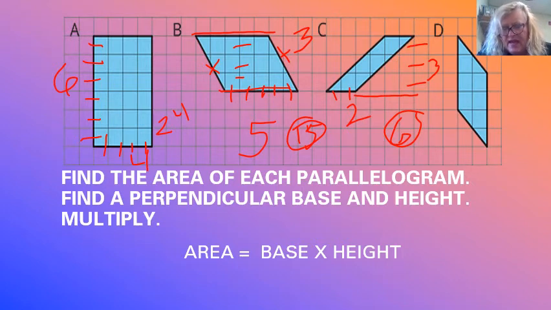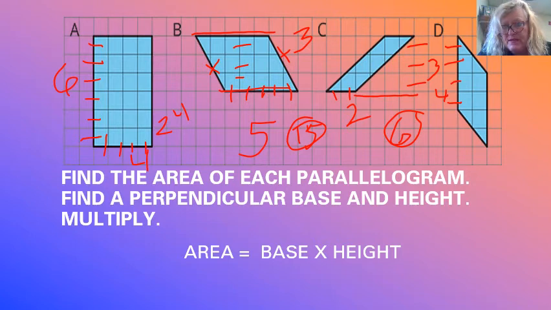D, same thing. We're going to find a base that is along the square line. So we're not going to use these two as bases because they're slanted. So let's use this as our base and let's count 1, 2, 3, 4. So our base is 4. Now let's find the height. We cannot use the slanted line.